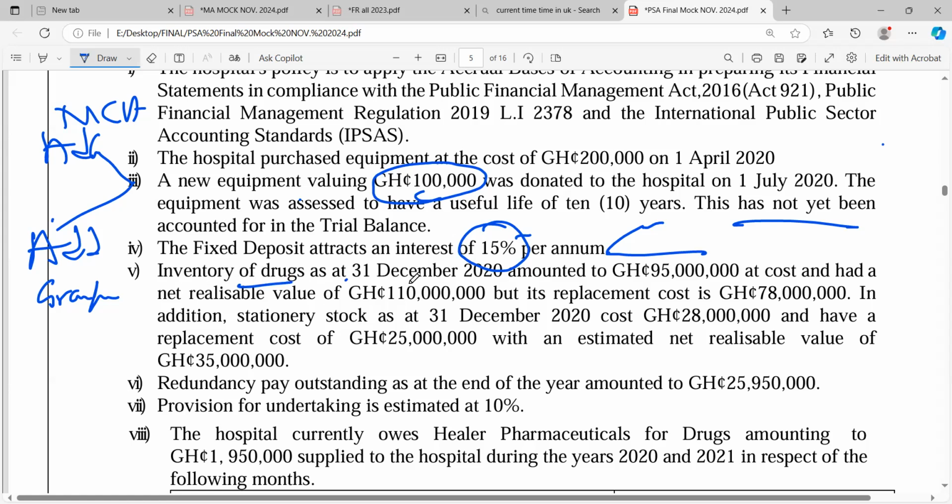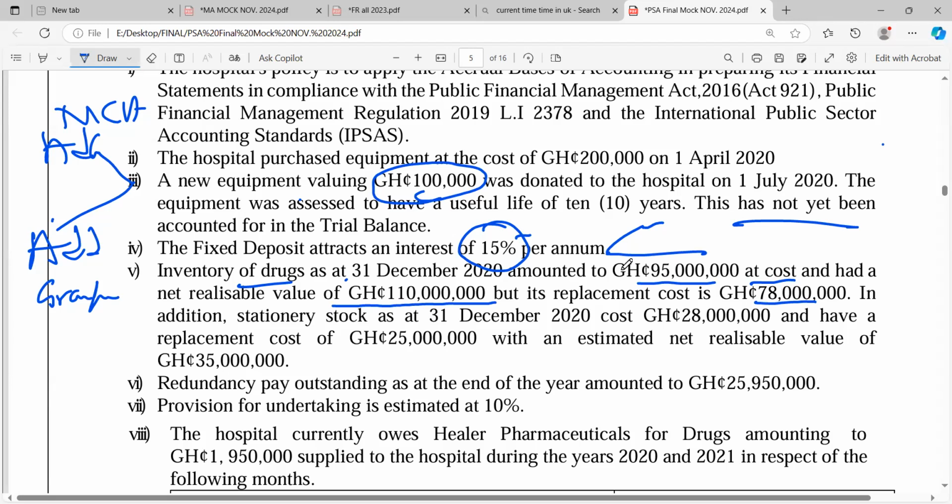Drugs: inventory of drugs as of 31st December, amounting to 95,000 at cost, had a net realizable value of 110,000. Replacement cost is 78,000. Please, are the drugs for sale or for use? Hospital drugs, for sale. Okay, so it's for sale.